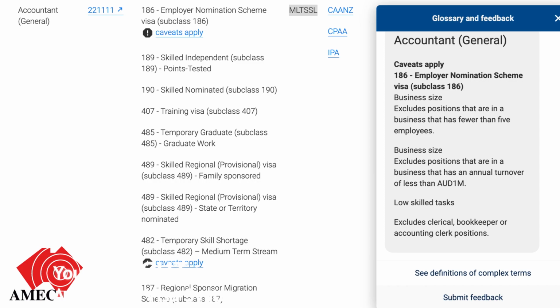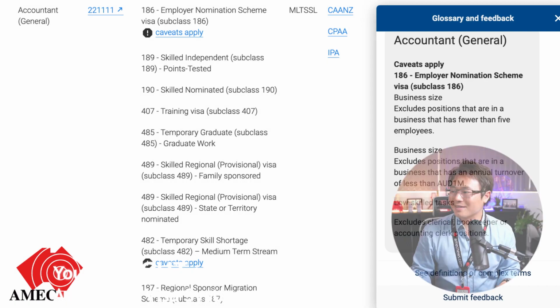Now, if you really need to be sponsored by an employer, the business size has to be not less than 1 million annual turnover, and it cannot be a low-skill task. That means you cannot be doing low-skill work like bookkeeping and things like that. It has to be more sophisticated, as you know, to work as an accountant. That's what they are trying to say there.